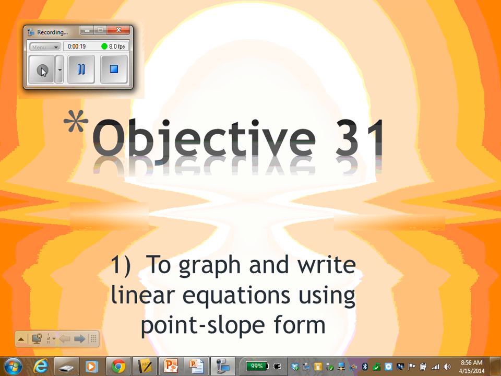You have also learned standard form. What's standard form? Ax plus by equals c. Don't forget you have two no-nos: no fractions and no negative a's. What's good about it? It's really easy to find.